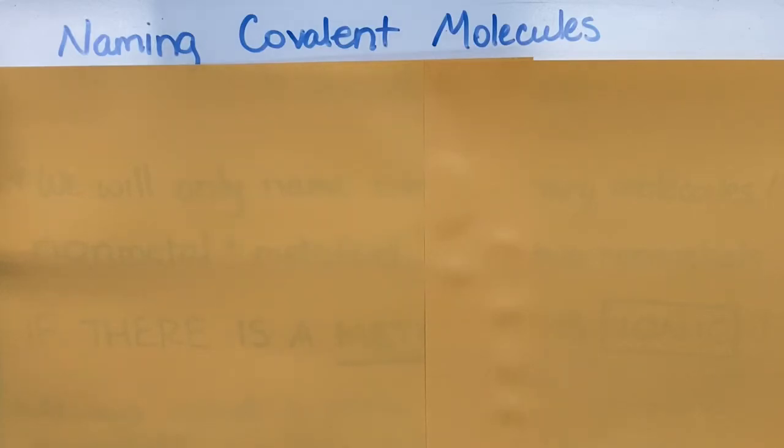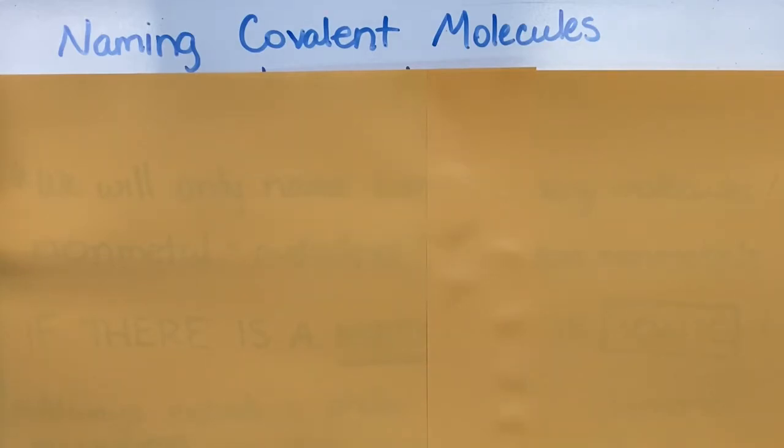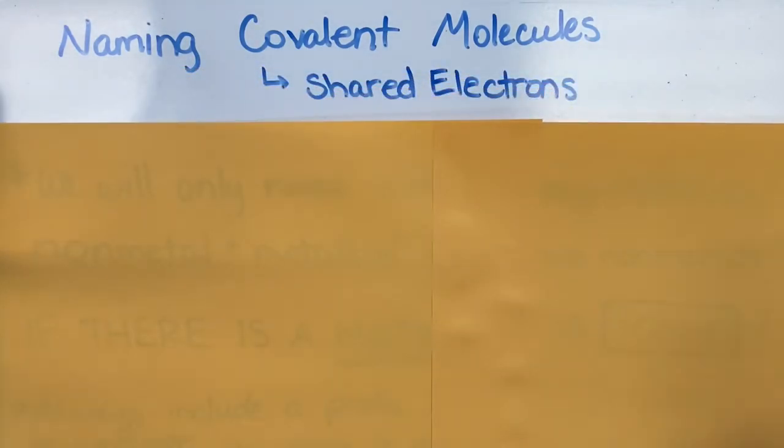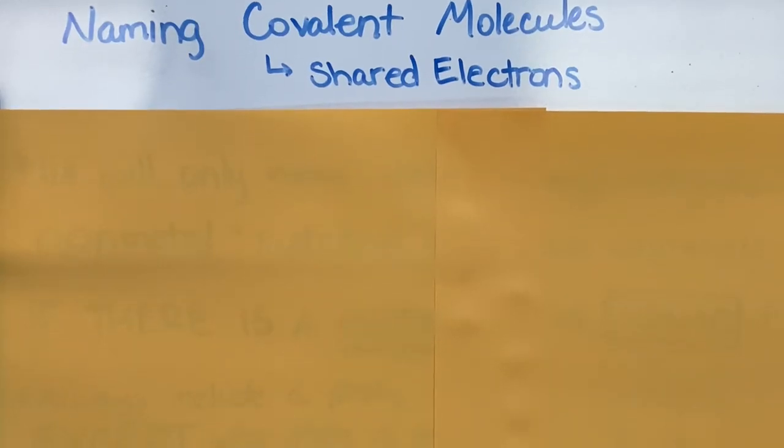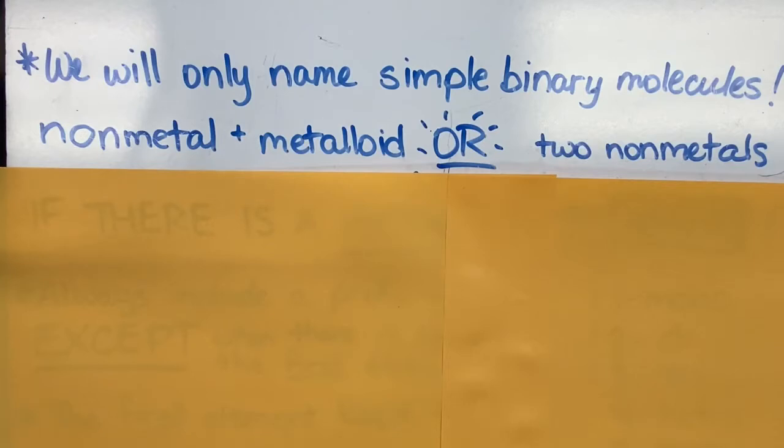Today we're going to be talking about naming covalent molecules. So remember, if we have a covalent bond, what that means is that the valence electrons are actually being shared. So a covalent bond means that we have shared electrons. When it comes to talking about a covalent bond, in this video, we're only going to name simple binary molecules.